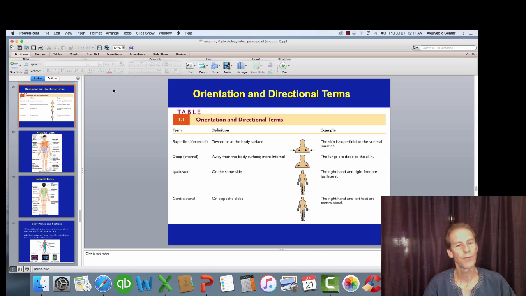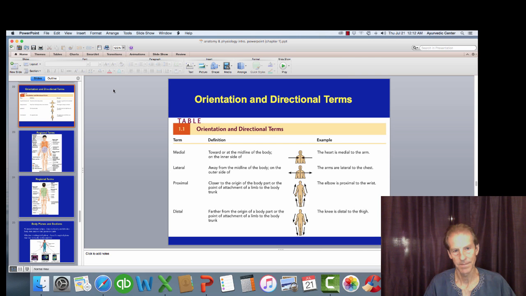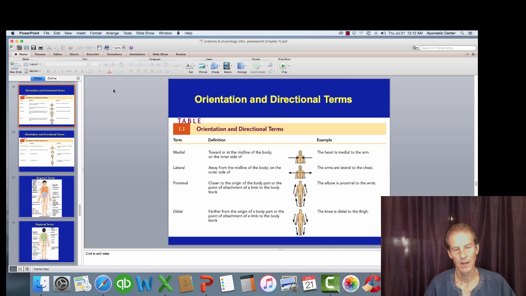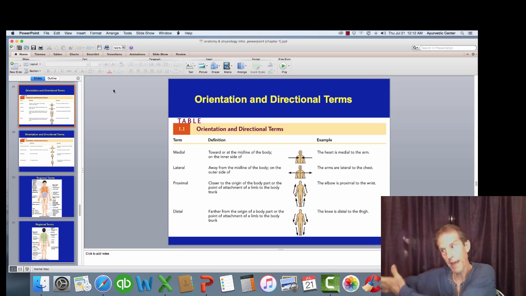Superficial refers toward the surface of the body. Deep refers to away from the surface of the body, more internally. Ipsilateral is on the same side, contralateral is on the opposite side. Medial is toward the midline of the body, if you divide the body right in half here. Away from this midline is lateral, so toward the lateral, like in football, you make a lateral pass, going out to this side.